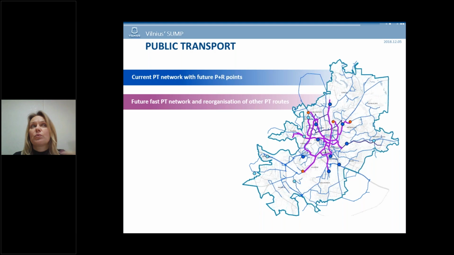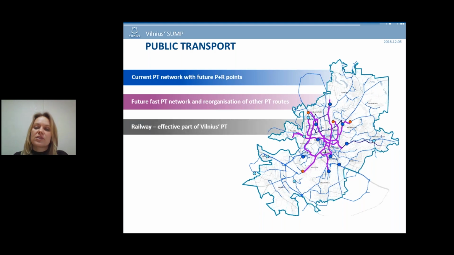By the way, when we looked at data, we saw that while usage of regular public transport is decreasing year by year, usage of fast bus routes is increasing. So I think it is very important to have something faster than regular buses and trolley buses.